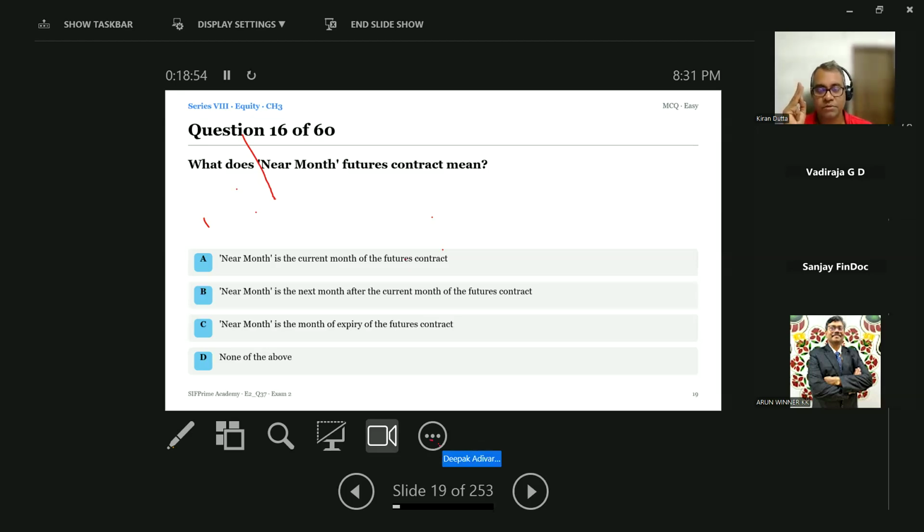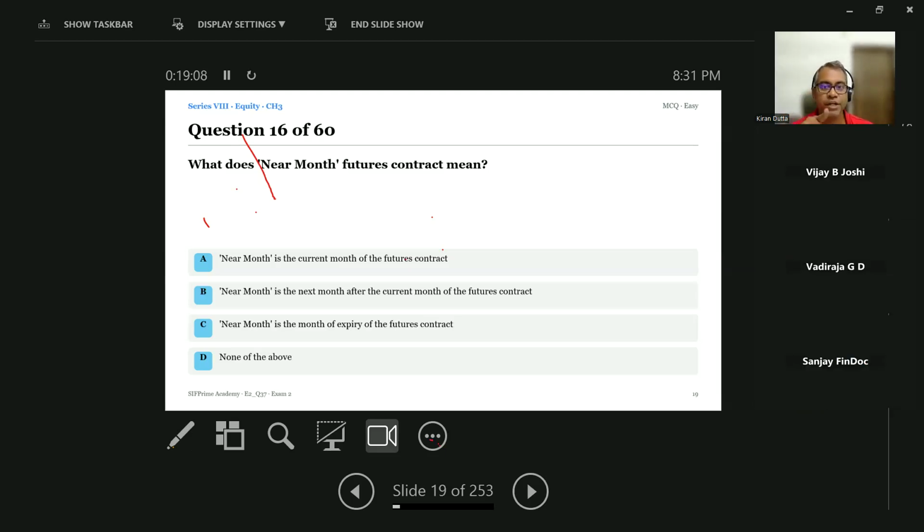Near month is this month. Got it. Next month is August. Far month is September. July, August, September: near, next, far. Please remember this. So near month is actually the current month of the futures contract. Got it, guys? Only remember this: near, next, far.